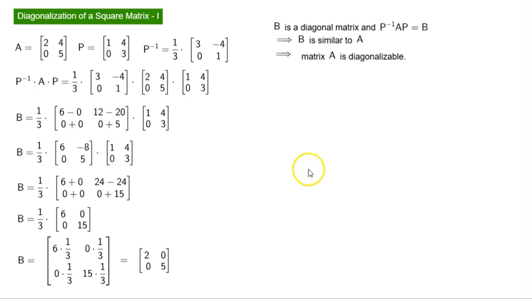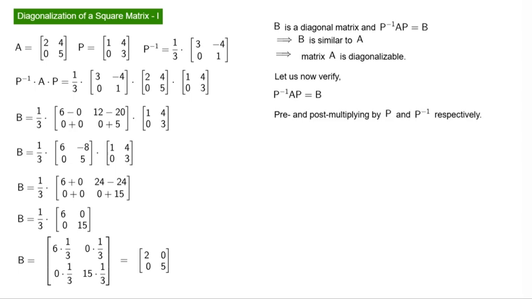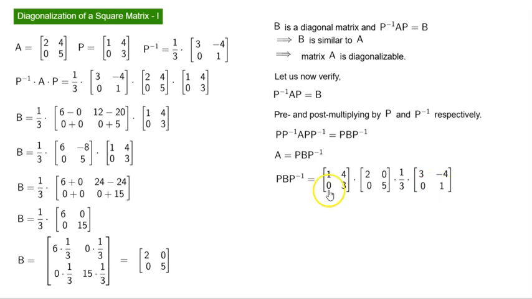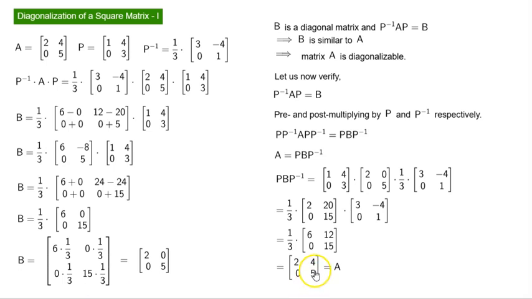Now, let's verify whether this is correct or not. P inverse AP is equal to B, pre and post multiplying by P and P inverse respectively. We get this. Simplifying it, we get A is equal to PB P inverse. Now let's multiply PB P inverse. Once we multiply, we get A back: 2, 4, 0, 5. So that was diagonalization of a square matrix.